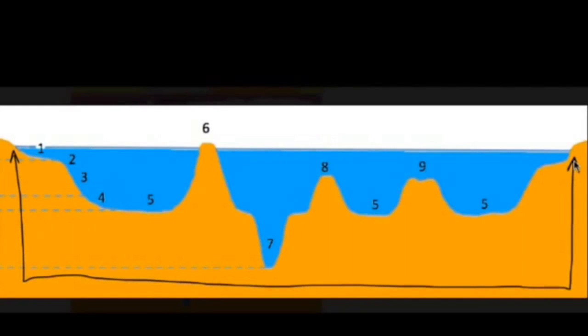Now, people get this confused a lot. Number 5 right here, and number 5 right here, and number 5 right here are all the same thing. Those three number 5s are all abyssal plains. An abyssal plain, and like we talked about in class, abyssal plains are the flattest parts of the ocean. They're essentially featureless. They're not the deepest parts of the ocean, but they really have nothing going on.